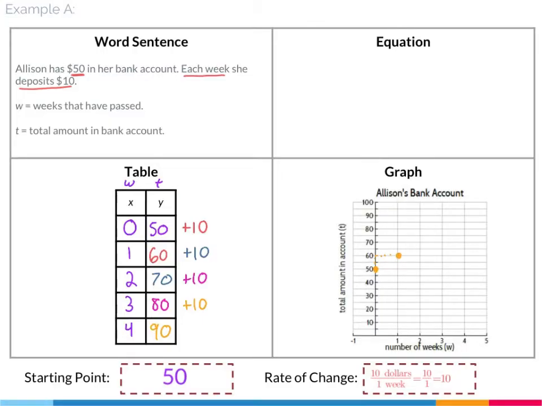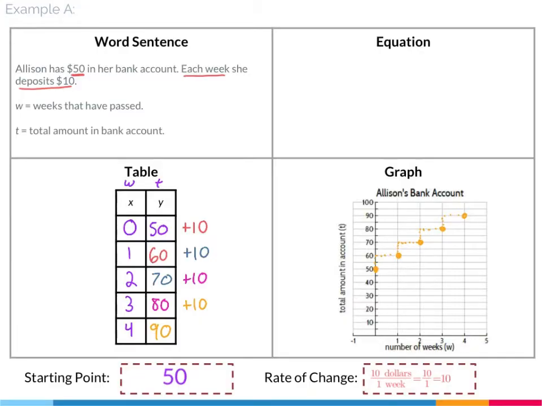So there is our next point in our graph. Again, our rate of change is we're going to add $10 over 1 week. So there is the next point in our graph. Again, we're going to add $10, and then we're going to go over another week. And finally, we're going to add $10, and then we're going to go over another week. So you can see our rate of change helped make our graph because we knew it was going up $10 every week.